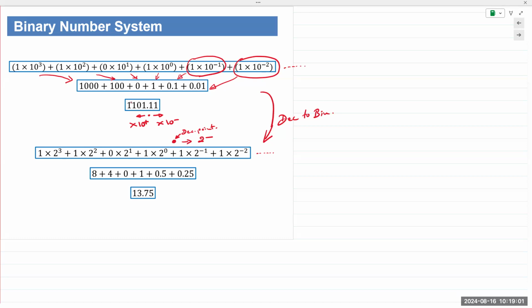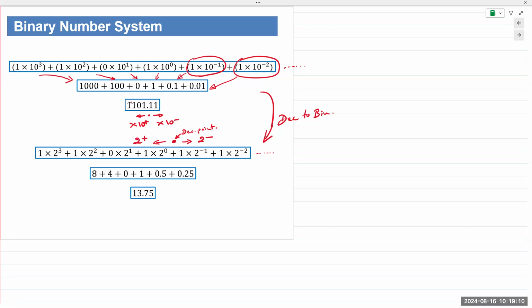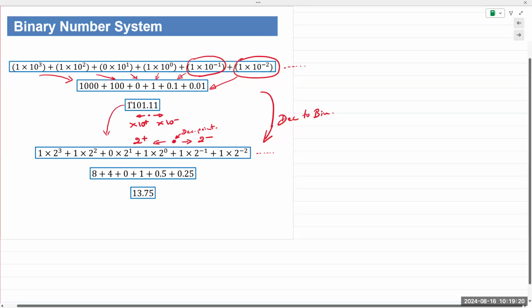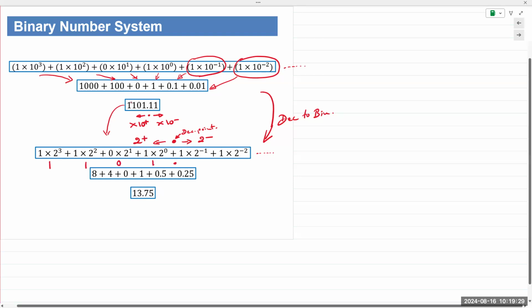It's 2 raised to minus on the right; on the left, 2 raised to plus. So on the left, as we move towards the left, it becomes 2 raised to 0, 2 raised to 1, 2 raised to 2, 2 raised to 3, and so on and so forth. So if you take this number, we have 1101.11.